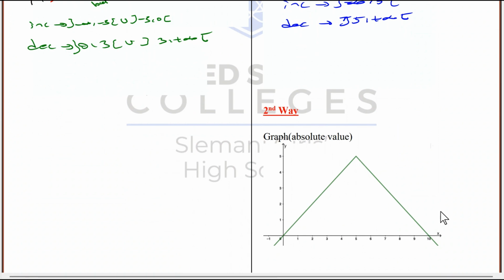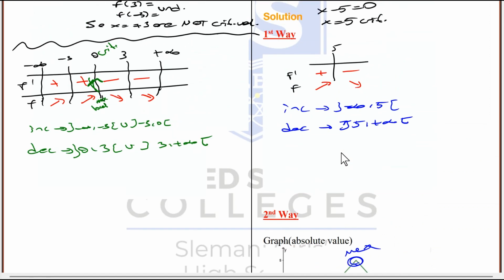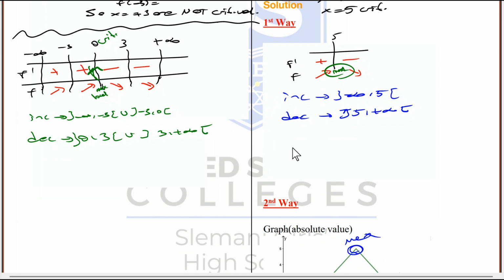This is your function. So in this function, this region is increasing, this region is decreasing, and this one is a local maximum. So this is another way of finding intervals and local extrema. On the table also, I forgot to say, this is a local maximum because it's increasing at first and then decreasing. All right. Absolute value functions are easy.